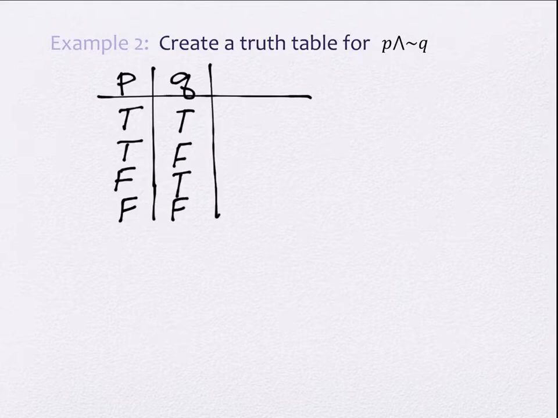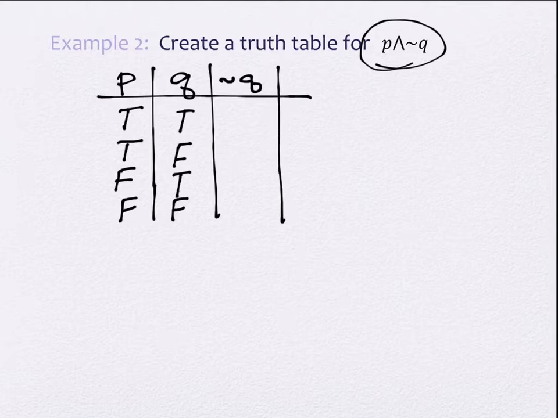The next thing to do is to take a look at what your actual individual statements are over here. One of them says P. We've got that one in our truth table. The other one says tilde Q. We do not have that in our truth table yet. But can we put it in there? Why, sure we can. All we need to do is to come over here and now have a column that says tilde Q. How will I create my tilde Q column?